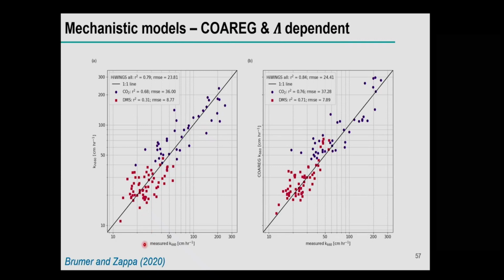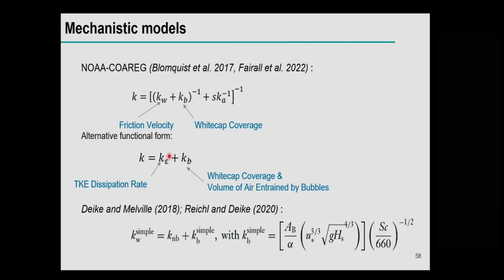So here what you have is the measured gas transfer velocities for CO2 in purple and DMS in this reddish color, and the modeled one on the y-axis. Here you have the COARE algorithm as kind of the basis, and then my model, which doesn't perform too badly.